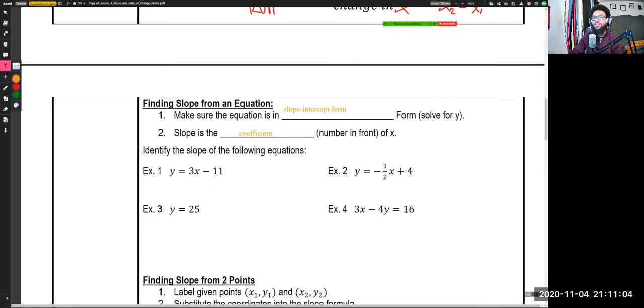All right. So I'm going to do examples 1 and 3. You all do 2 and 4. And if you have any questions, ask me. Go back to the Zoom chat and ask me.